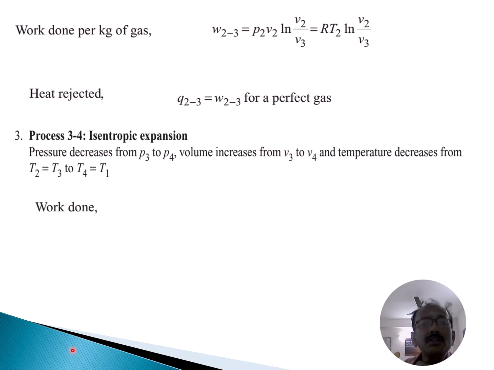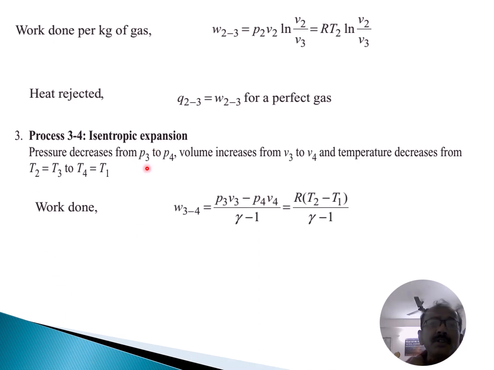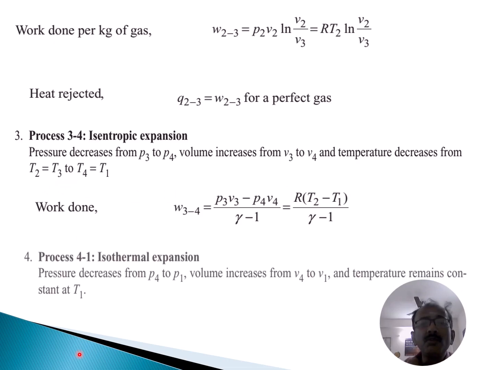In the case of the expansion process, process 3-4 is isentropic expansion. Pressure decreases from P3 to P4, volume increases from V3 to V4, and temperature decreases from T3 to T4, where T2 equals T3 and T4 equals T1. And this is the work done.